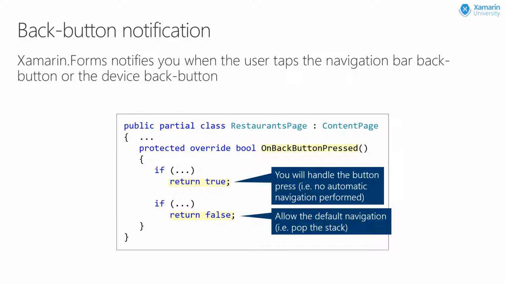Now, be careful when returning true. If you need to block the back button navigation for any reason, make sure it's very clear to the user why you prevented them from returning to the previous screen.